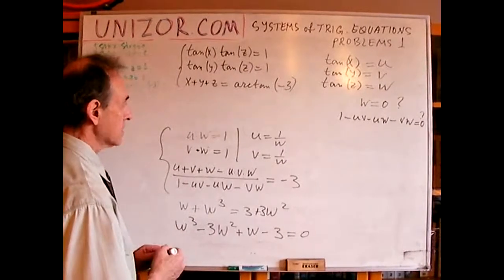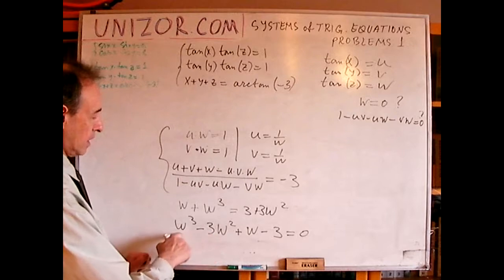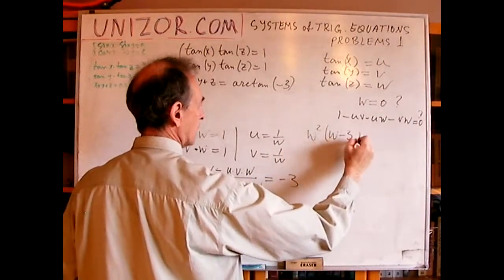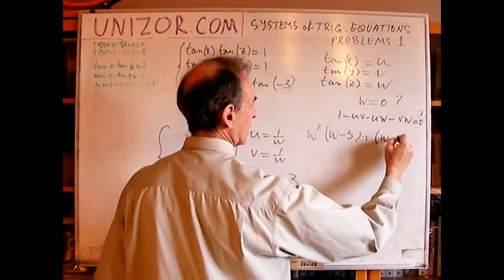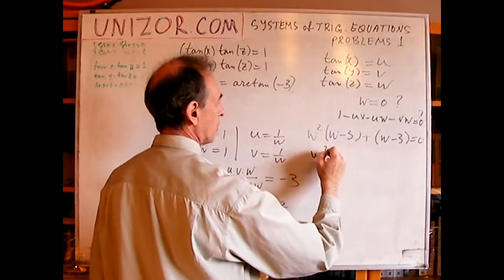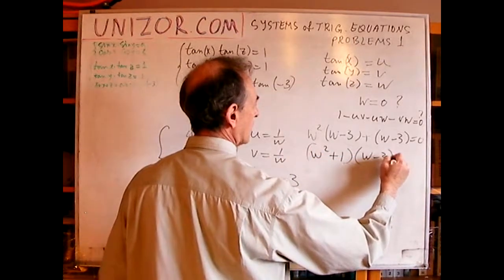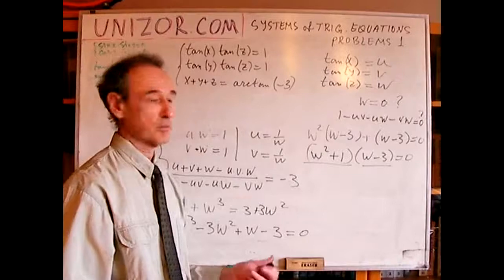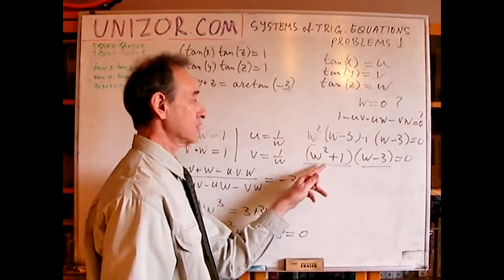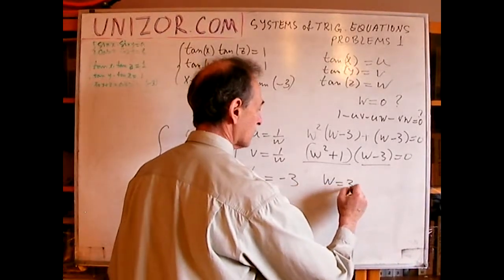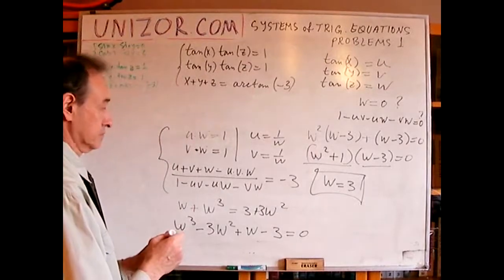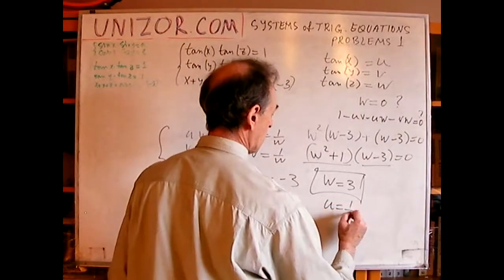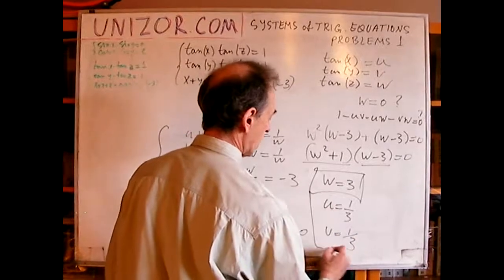However, in this particular case, I immediately see a very important thing. If I factor out w squared from the first two, I will get w minus 3, and this is w minus 3. So it's equal to w squared plus 1 times w minus 3 equals 0, which means that either this is equal to 0 or this is equal to 0. Now, this is not equal to 0 because it's a square plus 1. A square is always non-negative, plus 1 is always positive. So w is equal to 3 is my solution. And obviously from here, my u is equal to 1/3 and my v is equal to 1/3. These are all solutions.